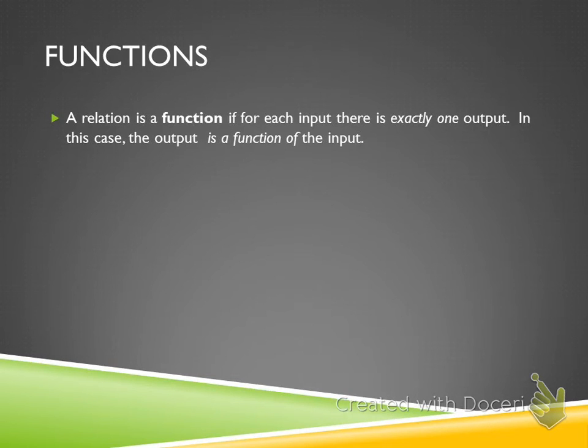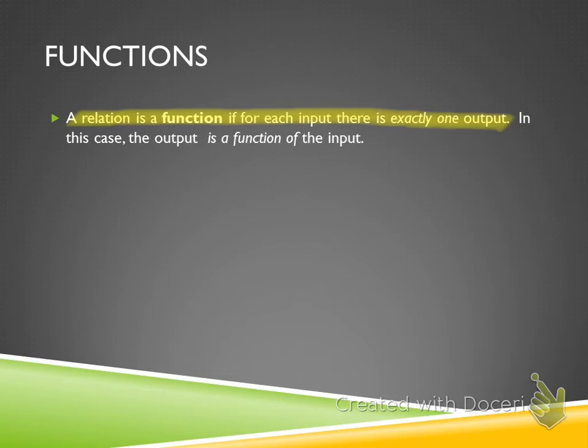Now, with functions, a function looks just like a relation, except there's one rule with a function that's not a rule with a relation. And with a function, and you need to write this down, for each input, there's exactly how many outputs? 1 output. So each input can only have 1 output. You can't have an input of, let's say, 6 and an output of 10 and an output of 12 for the same input. That makes it not a function.